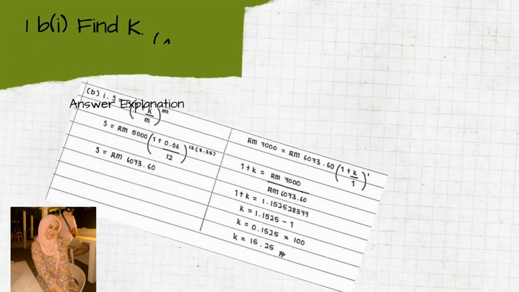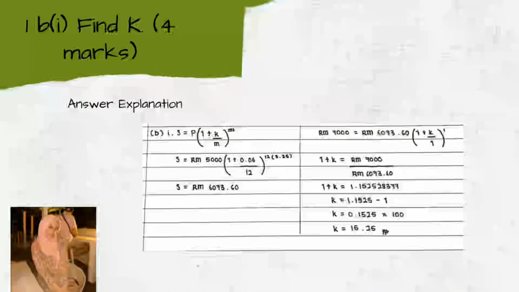In part Roman 1, the investment is 5,000 ringgit at 6% interest compounded monthly for 3.25 years. Using the same formula, S equals 5,000 ringgit multiplied by open bracket 1 plus 0.06 divided by 12 close bracket to the power of 12 times 3.25. That gives 6,073 ringgit and 60 cents. Next step, finding the effective rate. 1 plus K equals 7,000 divided by 6,073 ringgit and 60 cents, which equals 1.1525. Therefore, K equals 15.25%.